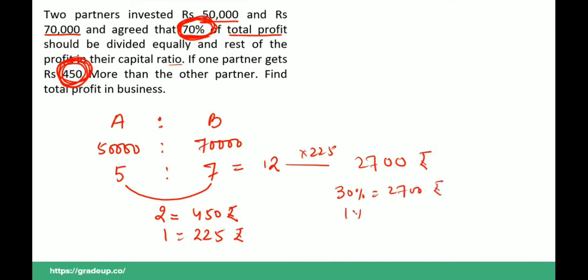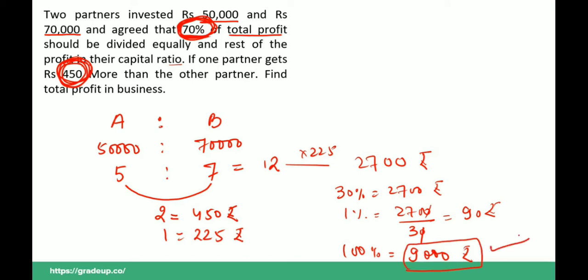So if 30% profit is equal to this, then 1% profit is equal to this. This will cancel out with this. That is 90 rupees. Then 100% profit should be equal to 9,000 rupees. This is the 100% profit in the business, and this we have to find.